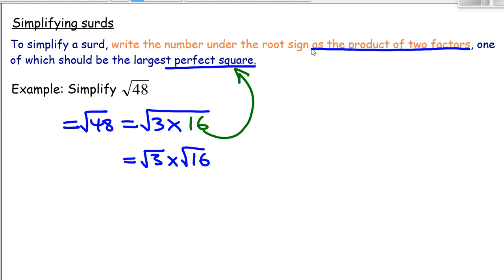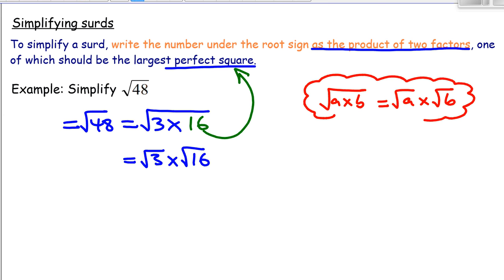Now I'm using this idea: if you have the square root of a multiplied by b, that is the same as the square root of a multiplied by the square root of b. And we learned that when we were looking at multiplication of surds. So what we'll end up with here is the square root of 3 multiplied by, we know that the square root of 16 is 4, so our final answer here will be 4 square root of 3.